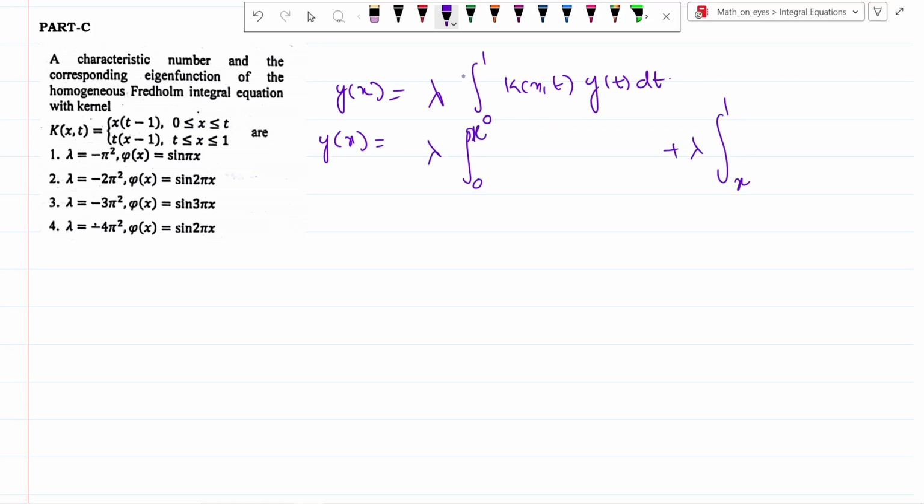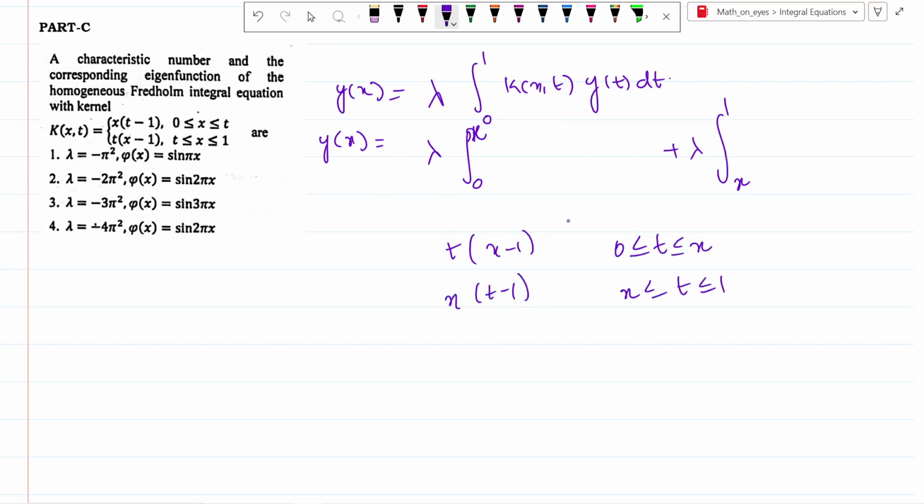What is the K of x comma t here? Given in the question: x into t minus 1, t into x minus 1. That is for the x variable. Now I'm going to replace x by t and t by x. So here for the interval 0 less than or equal to t less than or equal to x, I'll have it as t into x minus 1. And for the interval x less than or equal to t less than or equal to 1, I'll have it as x into t minus 1.